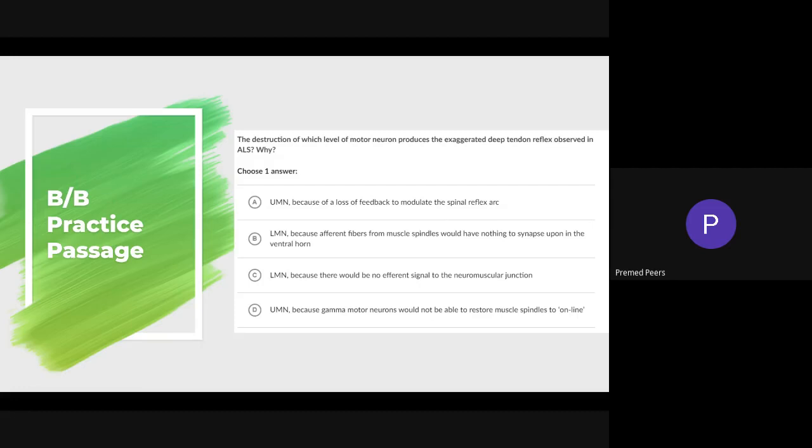And so you have to consider where that exaggerated deep tendon reflex would come from. You can actually rule out D here because the gamma motor neurons described are lower motor neurons, if you read the passage in that last paragraph, which means that A is the only answer choice that makes sense here. Any questions over that?